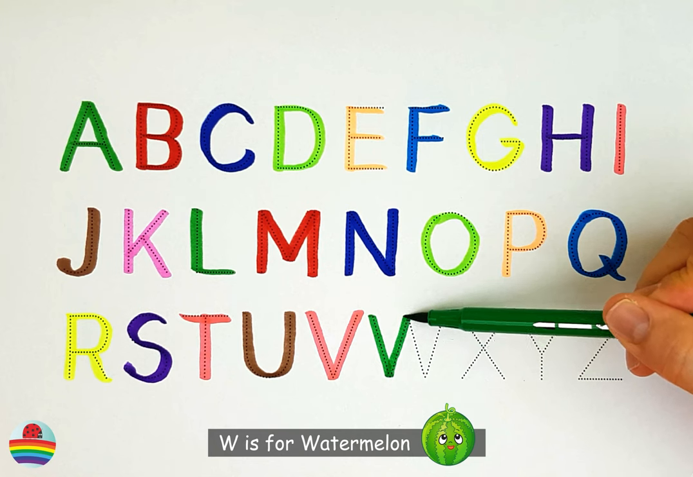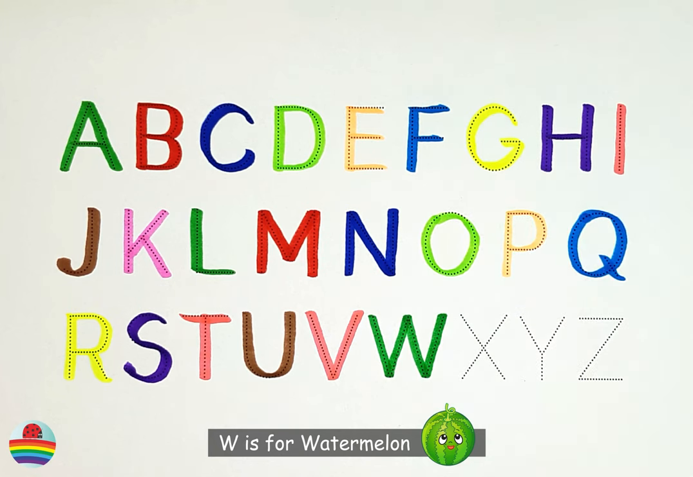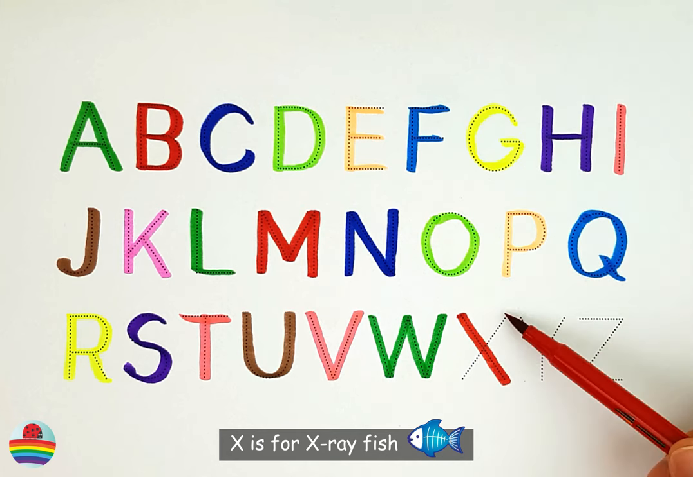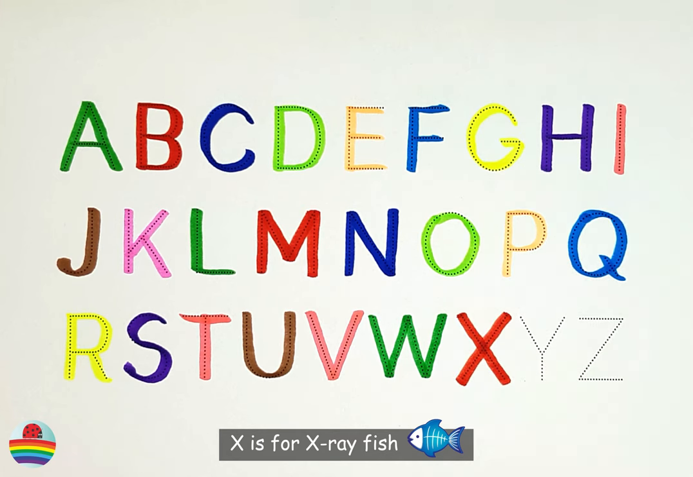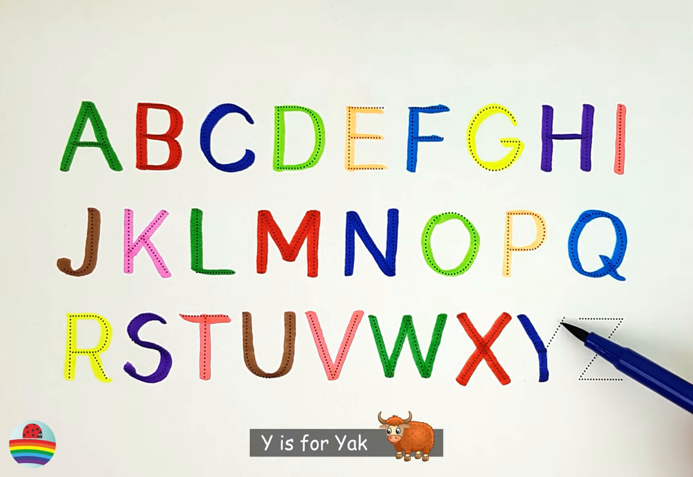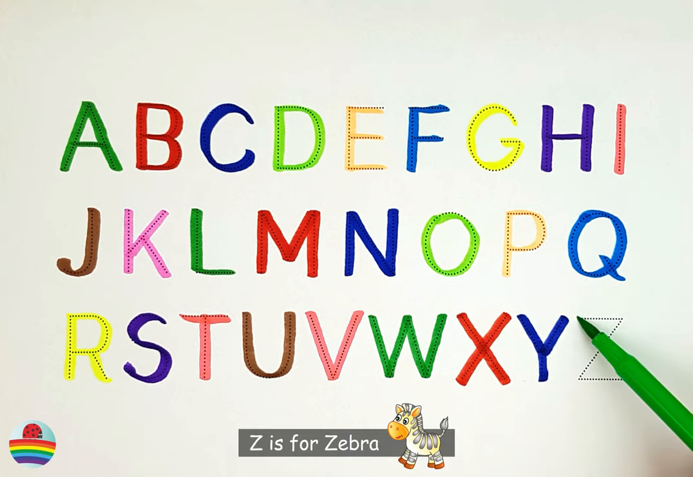W. W is for watermelon. X. X is for X-ray fish. Y. Y is for yak. Z. Z is for zebra.